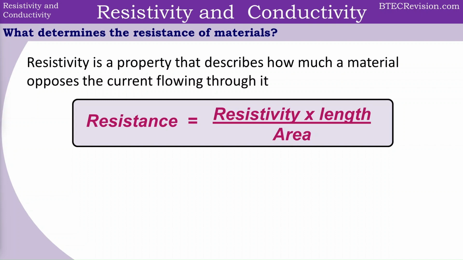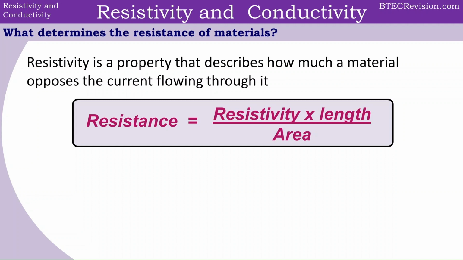What determines the resistance of materials? Resistance is dependent upon a value called the resistivity, and length, area, and temperature, to name a few. Resistivity is a property that describes how much a material opposes the current flowing through it. Resistivity does not depend upon the length or area of any material. It only depends upon temperature, but we will keep that constant. It is important to note that resistance and resistivity are different, so do not get them confused.